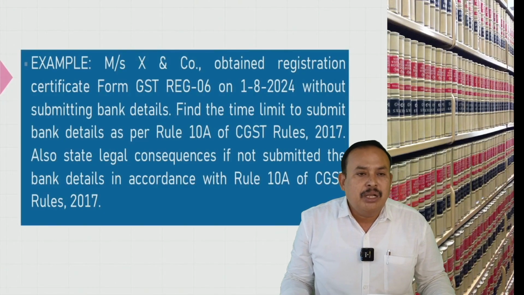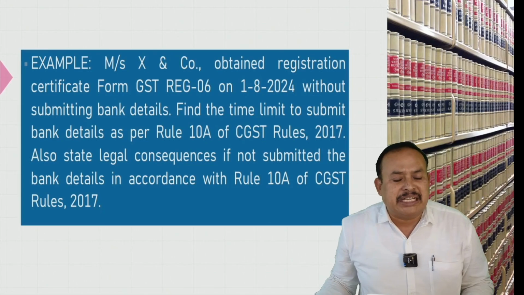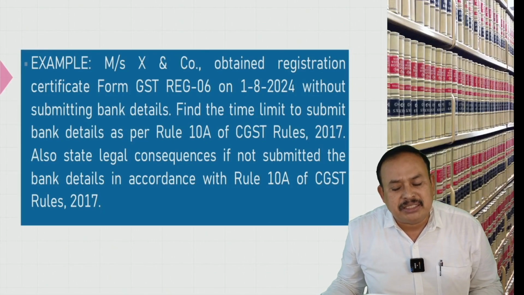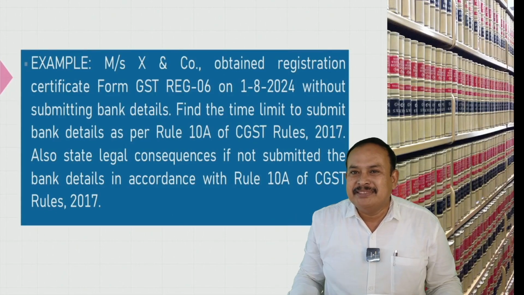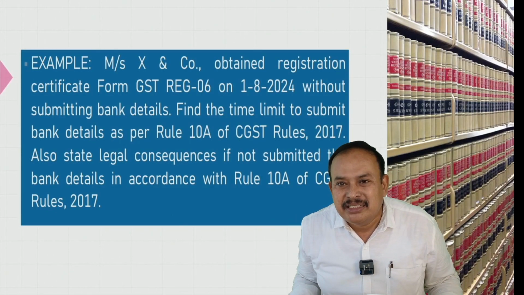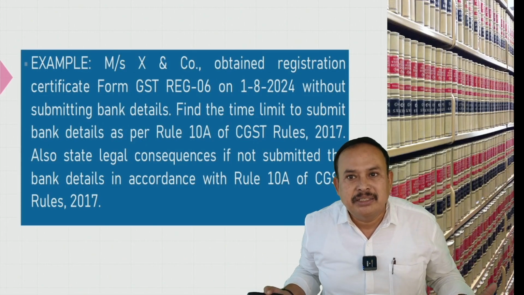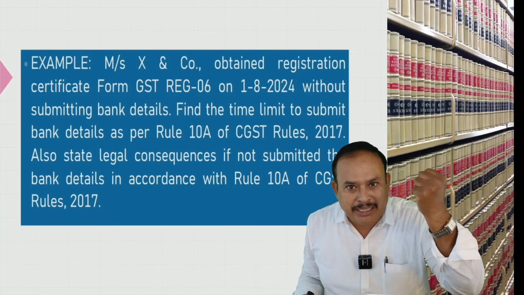X&M company obtained registration certificate from GST REG 06 on 1st August. Count starts from the next day. 30 days ends when? 31st of August. 31st of August 2024, 1 day.